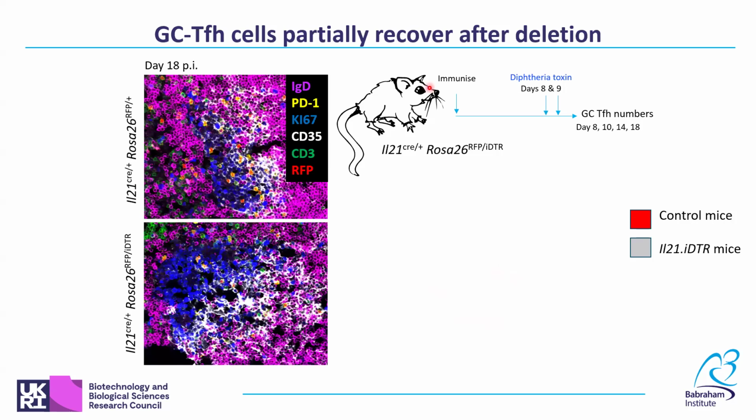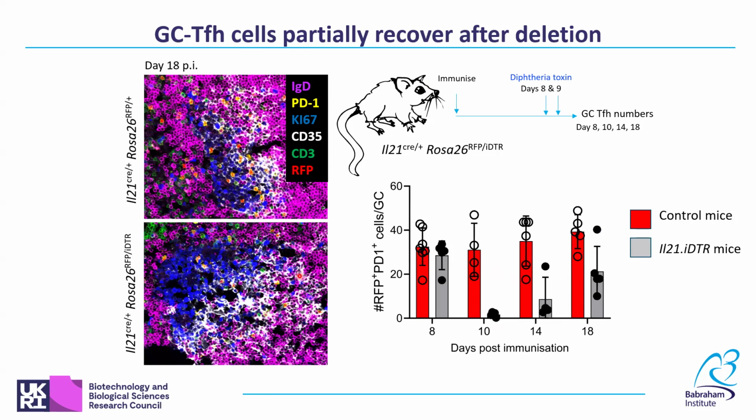If we look at an image of a day 18 germinal center, what you can see is that this is the control germinal center here, and this is the one where the TFH cells have been depleted. The size is more or less the same as the control. But what you should also be able to see is the TFH cells have returned. So you can see these red cells with the yellow halo. So that's RFP with PD-1 expression.